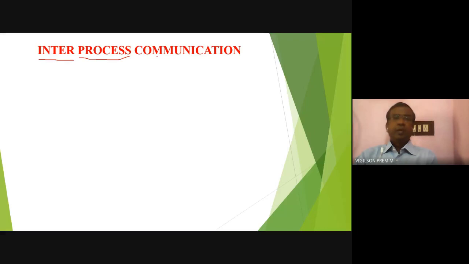So inter-process, what am I going to do? Communication. Okay. If more than one process is available and if those processes are communicating, that is referred to as inter-process communication. Communication taking place between two processes. Communication taking place between more than one process.